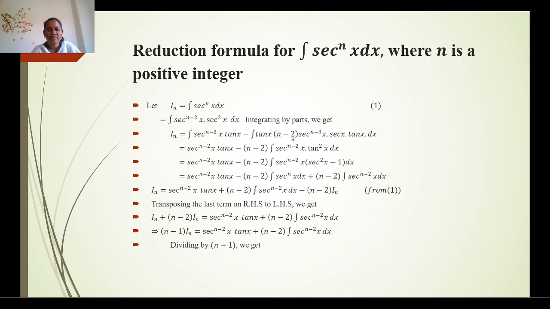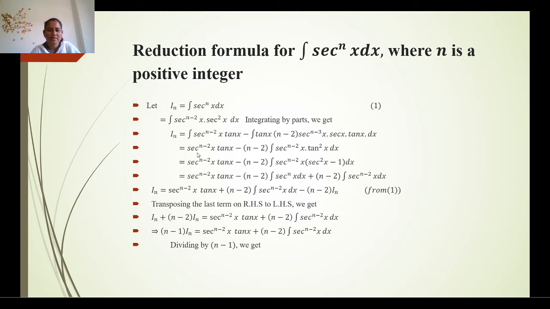Then the derivative of the first function. The first function is secant to the power of n minus 2 x, and its differentiation is n minus 2 secant to the power of n minus 3 x, and again the differentiation of secant x is secant x into tan x dx.